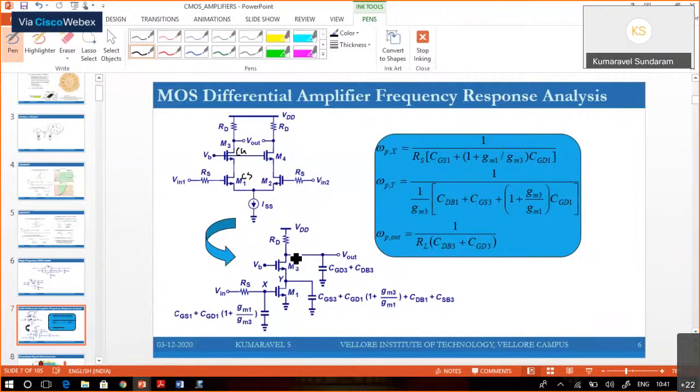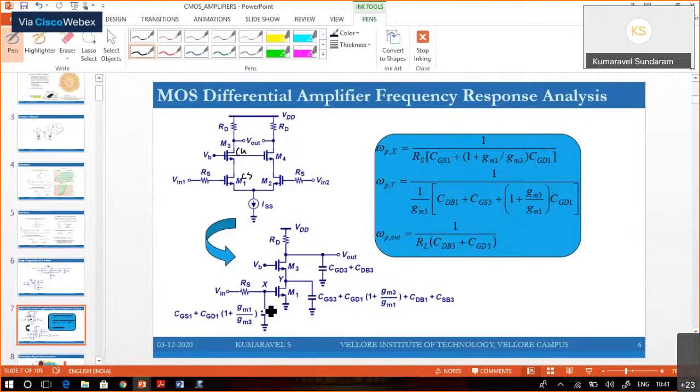So how many nodes are there? We have to go with half circuit analysis. If you go with half circuit analysis, it means the circuit is symmetrical with respect to the M1 and M2 pair. So how many nodes are there? Based upon that, we need to write the pole frequency. In this you have got X, Y, and the output node.